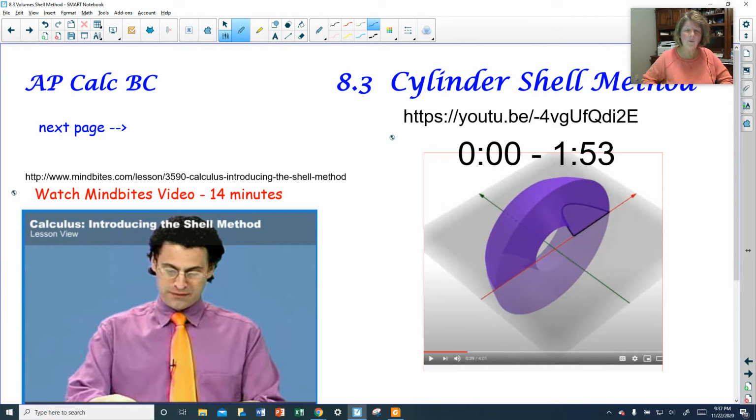Hello there. Hey, we're working on another section of 8.3. This 8.3 volume section just goes on and on. Today you're learning a new method that you did not learn in AB. It's called the shell method.